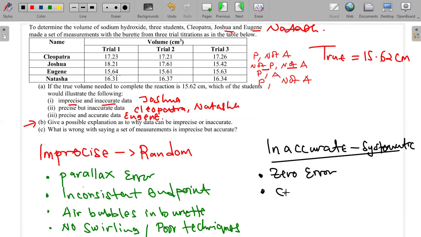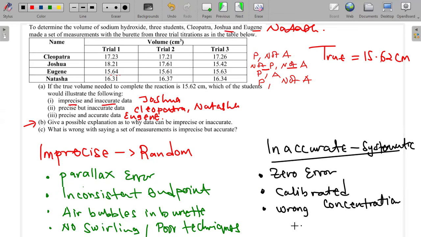The other thing is instruments that are not calibrated. If it's not calibrated correctly, you're just guessing. That can be the reason for the systematic error. And then also, like in the titration experiment, if you're using wrong concentrations of the solutions that you're supposed to use, it can cause systematic errors.